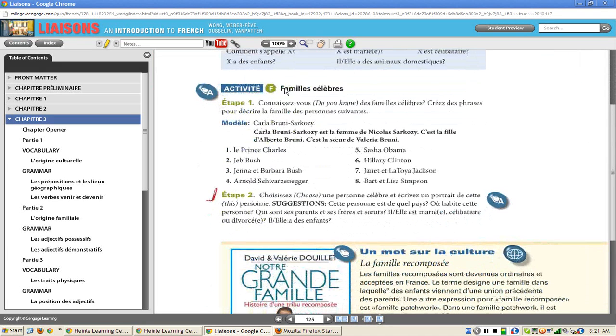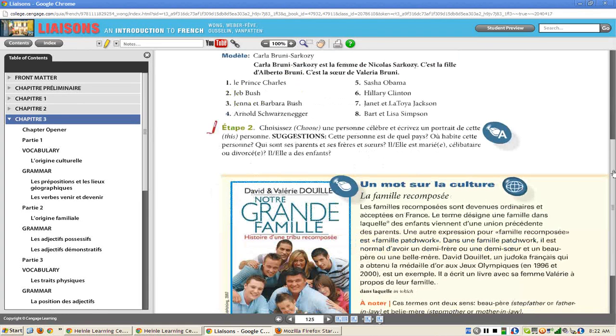And then, let's have fun with les familles célèbres. Connaissez-vous des familles célèbres? Créez des phrases pour décrire la famille des personnes suivantes. So, some of these people you may not recognize. Google them. Carla Bruni Sarkozy est la femme de Nicolas Sarkozy. C'est la fille d'Alberto Bruni. Et c'est la sœur de Valérie Bruni. I believe she actually has a hyphenated name. Bruni Tedeschi is the sister. Le Prince Charles, Jeb Bush, Gemma et Barbara Bush, Arnold Schwarzenegger, voilà. There's all kinds of possibilities.